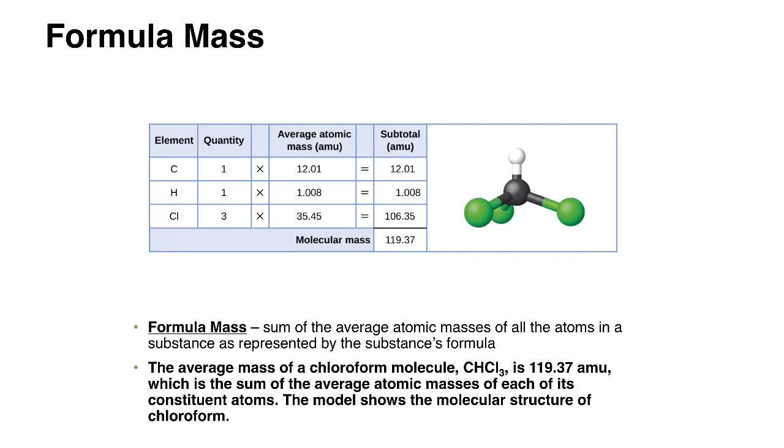Now, where do you get the average atomic mass? Well, you get that from the periodic table for each of these elements. And so if you add all that up, the molecular mass or the formula mass, it can go by several different names, is 119.37 AMU, atomic mass units.